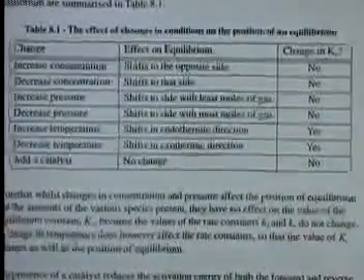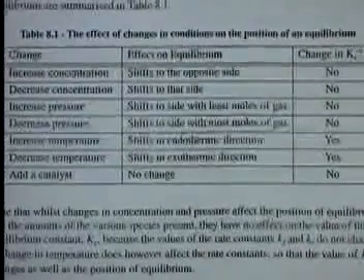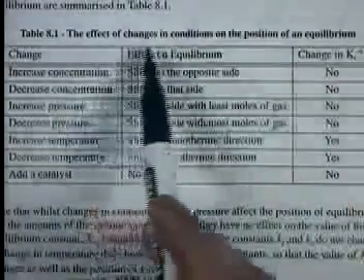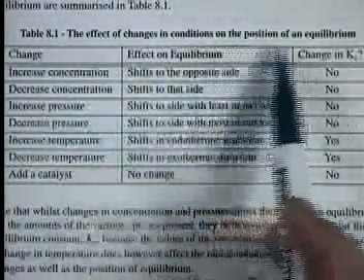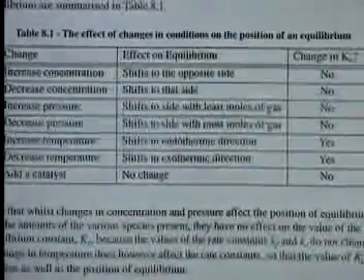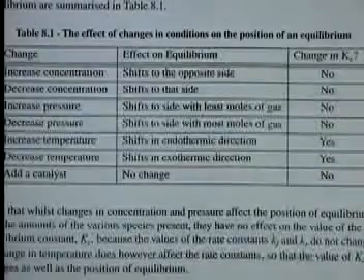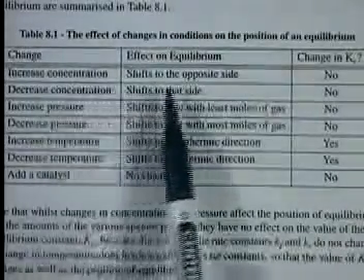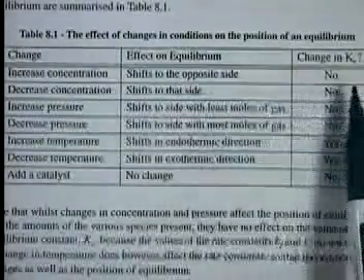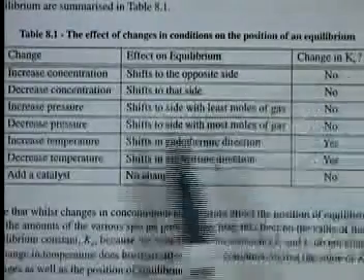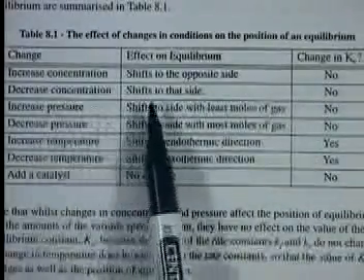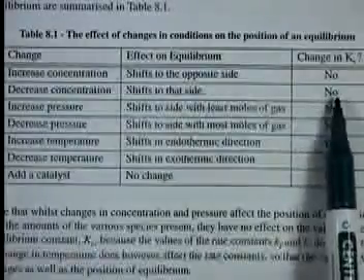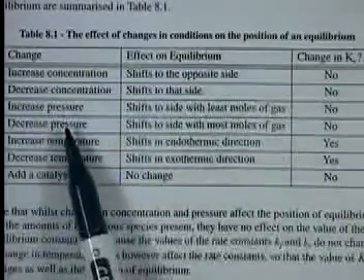Let's take a look at this table. This is table 8.1, and it says the effect of changes in conditions on the position of an equilibrium. And this summarizes pretty much everything that we've talked about earlier in the video as well. It says if I increase the concentration of a system, it'll shift to the opposite side. Is there a change in K? No. If I decrease the concentration, it'll shift to that side. Is there a change in K? No.